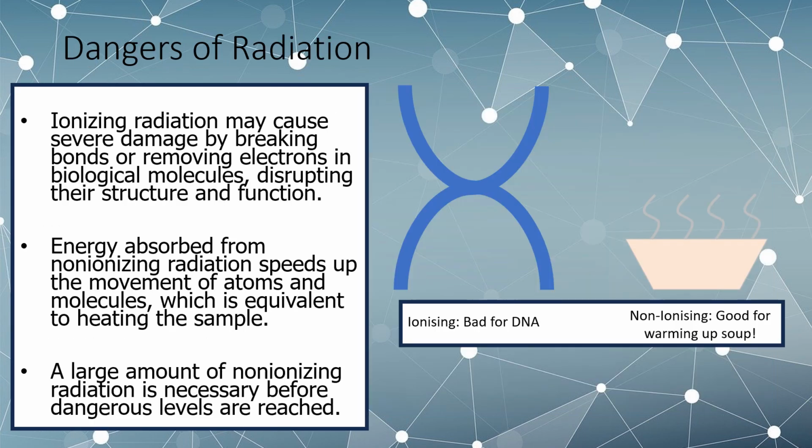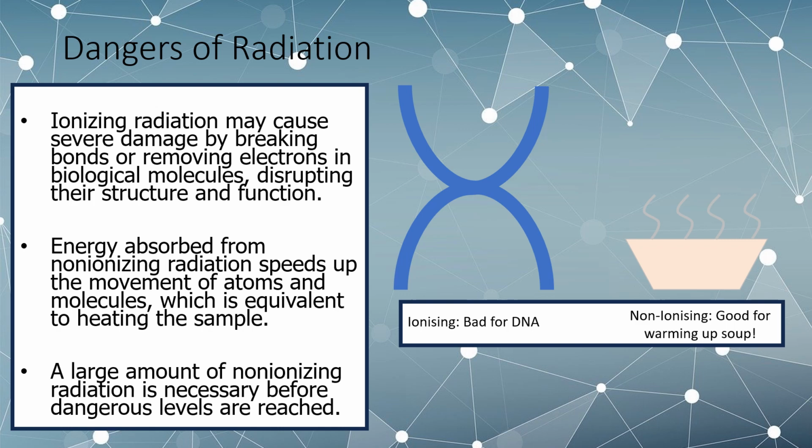So, when we talk about ionizing power and the dangers of radiation, what does that actually mean? Well, ionizing radiation may cause severe damage by breaking bonds or removing electrons in biological molecules. Most importantly, when we talk about ourselves, our DNA, which can disrupt their structure and function.